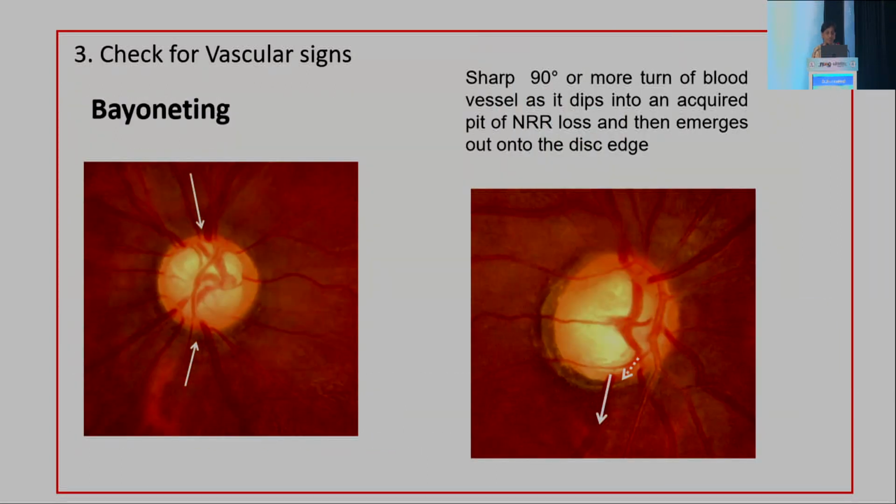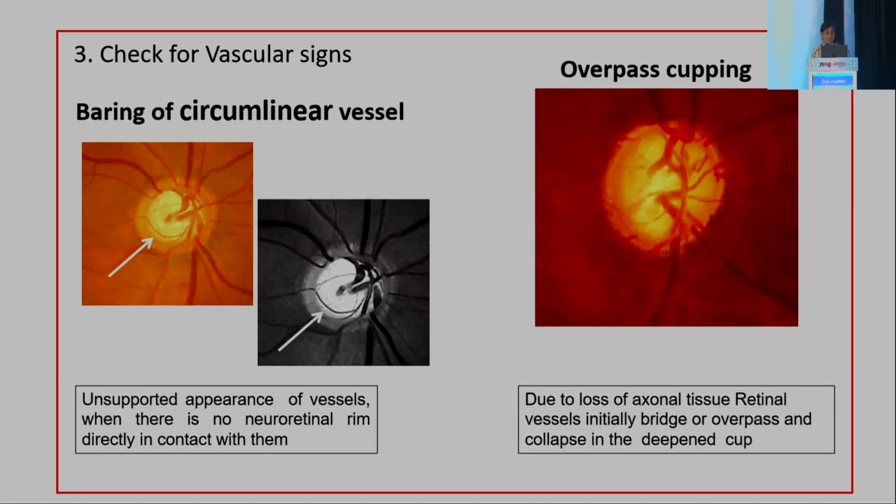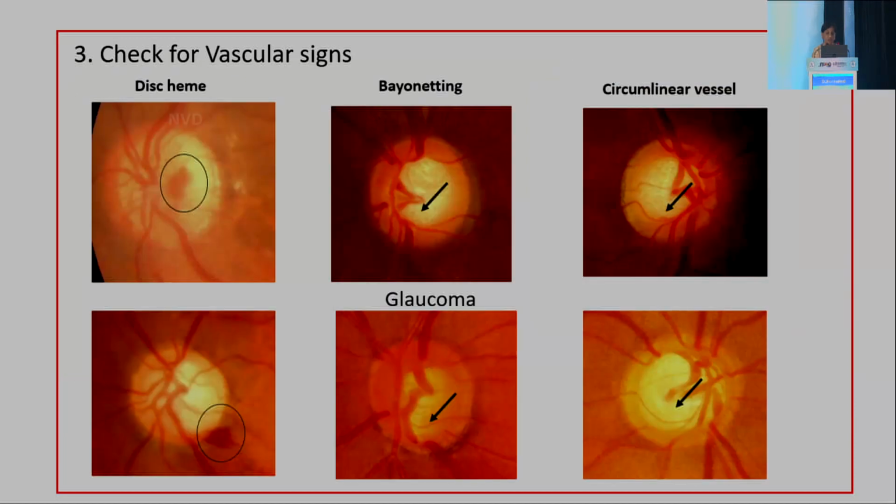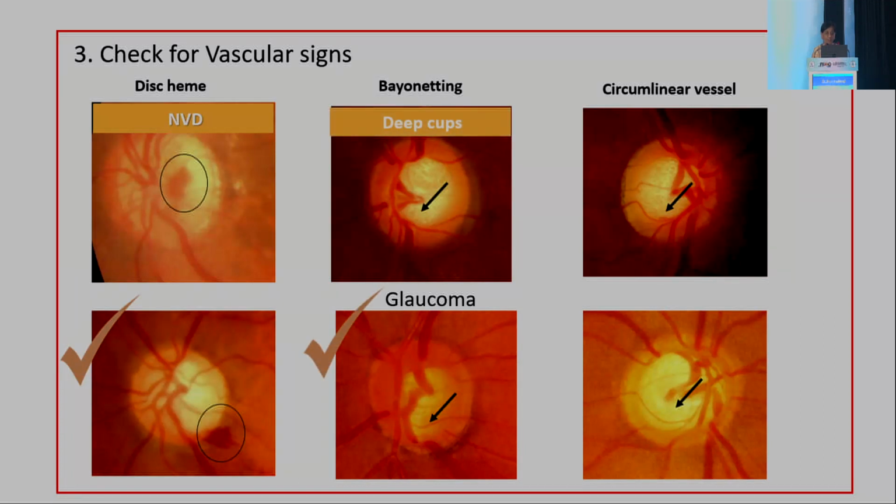Bayoneting is seen: there is a sudden change in direction when the vessels come out of the NRR, and this is called bayoneting. Baring of the circumlinear vessel is because of the loss of neuronal tissue here, and overpass cupping is also seen, where the vessels suddenly dip into the nerve because of the loss of tissue. So check for vascular signs. NVD can be there, but this is a disc hemorrhage. Bayoneting can be seen when the cups are deep, but this is glaucoma here. Circumlinear vessels can be normal, and baring can be abnormal.